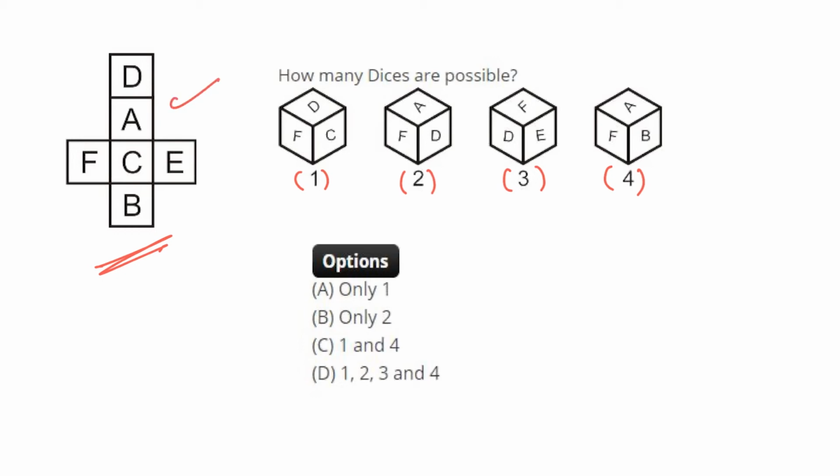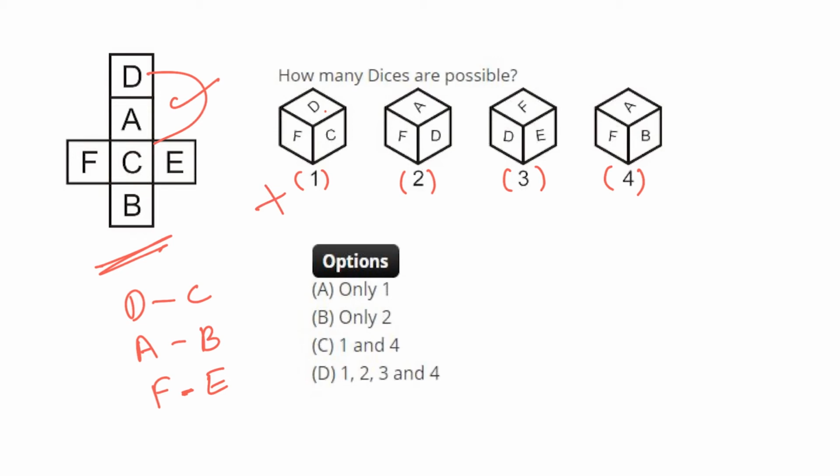It is clear that D and C will be opposite to each other, A and B will be opposite to each other, and F and E will be opposite to each other. In the first figure you can see D and C are not on opposite faces, but on adjacent faces. Therefore option 1 is wrong.